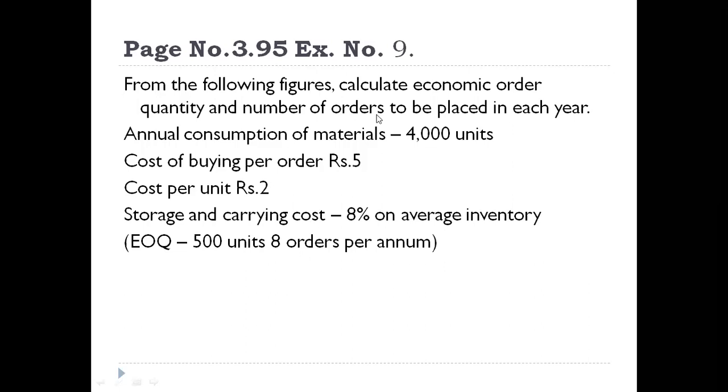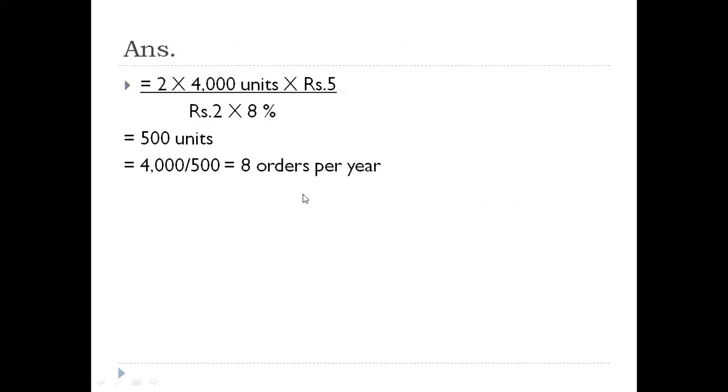Right. One more thing they have asked: number of orders to be placed. So annual requirements divided by EOQ. So annual requirements 4,000 units, EOQ, that is formula, 4,000 divided by 500, 8 orders per year.